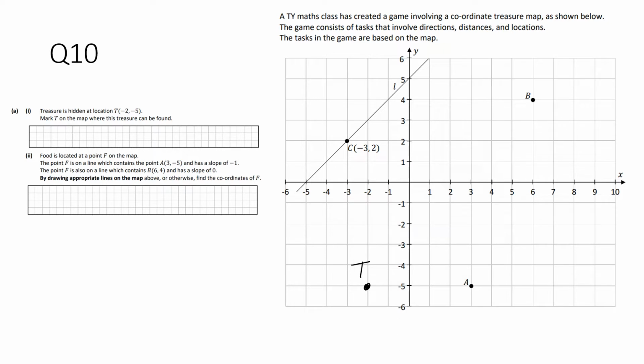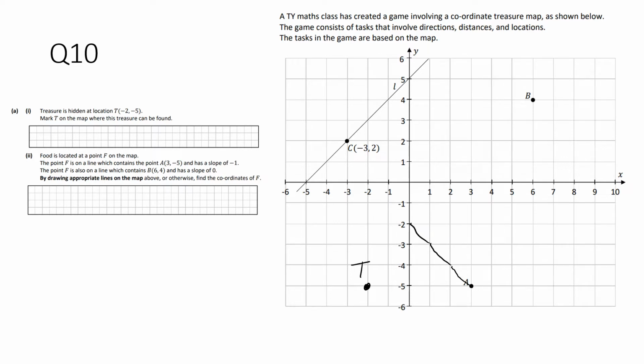Then for the next part, food is located at a point F on the map. And the point F is on a line which contains the point 3, -5, which is A, and has a slope of -1. So if it has a slope of -1, it means that it's going 1 across and then 1 up, but it's going to the left. So it's going here, and then it's going to go here, and keep going diagonally like that.